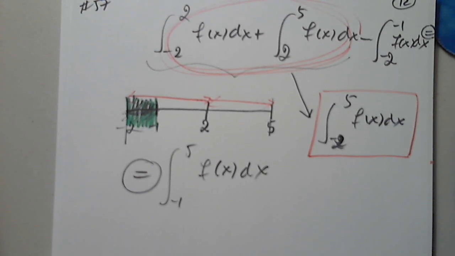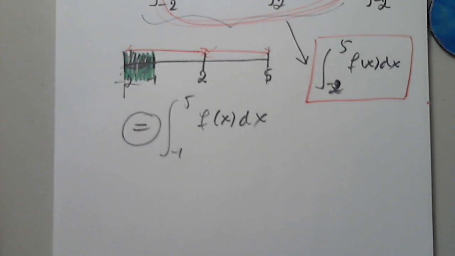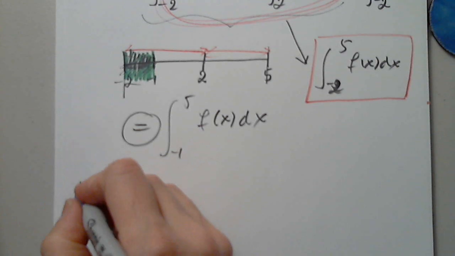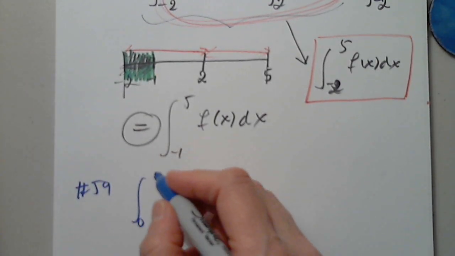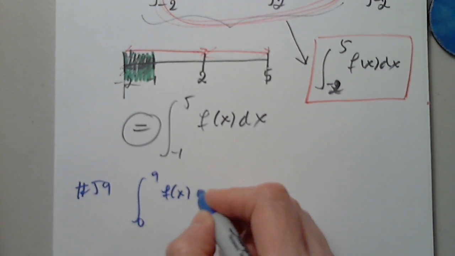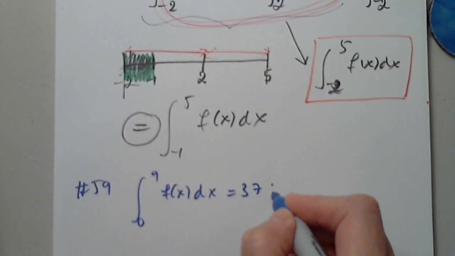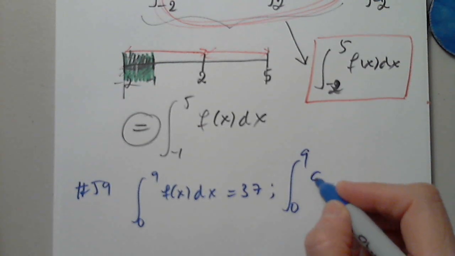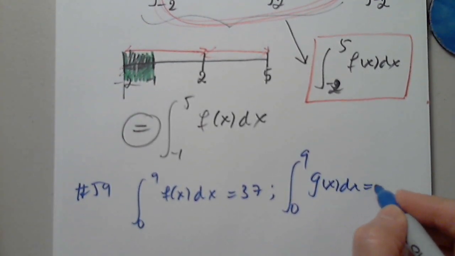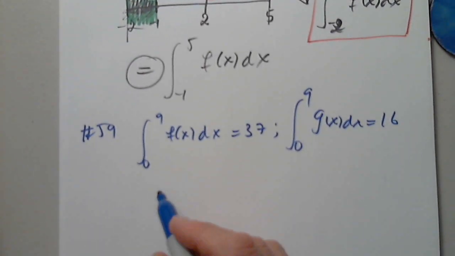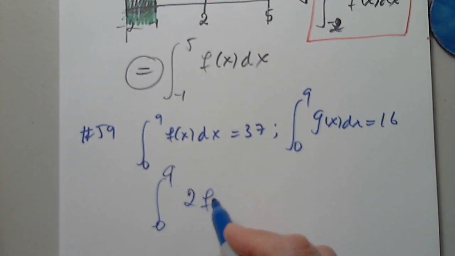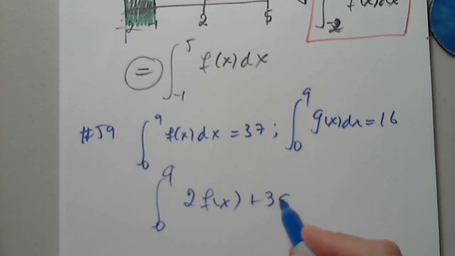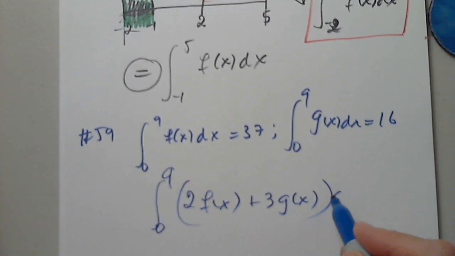If this is 37 and this is 16, find this. Let's do that. It's another property, 59. We have if the integral from 0 to 9 of f of x dx is 37, and the integral from 0 to 9 of g of x dx is 16. They're asking us to find the integral from 0 to 9 of twice f of x plus 3 times g of x dx.